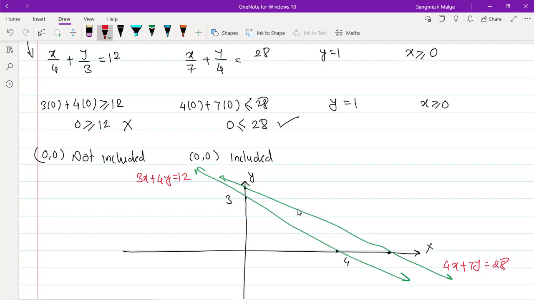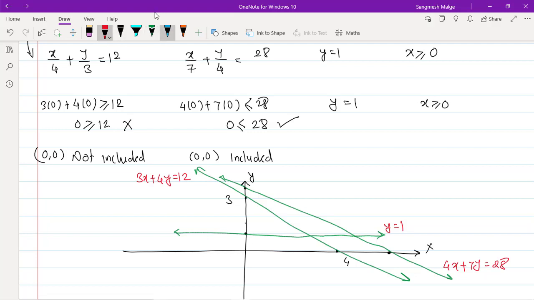Y is equals to 1. Suppose I take this point as 1. Y equals to 1 will be somewhat like this. This is what we have, the y equals to 1 line. Write down the y equals to 1. And of course x is positive means what? Right side of the y axis.